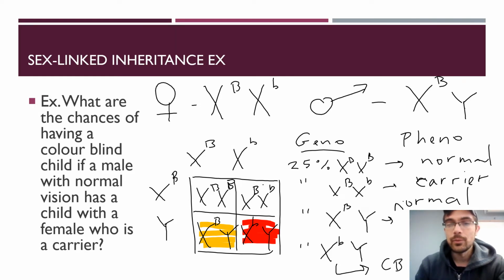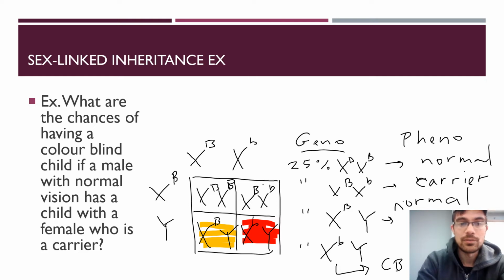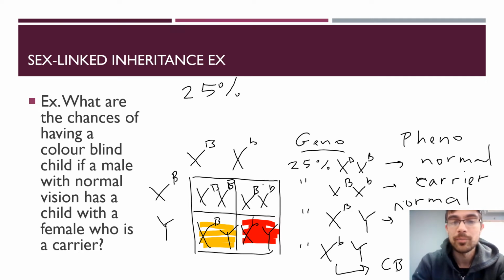So in this case, overall, I'm going to make some more room here. You could answer this in two ways. You could either say there's a 25% chance to have a child with color blindness, or you can be a little bit more specific and say a 50% chance for males.